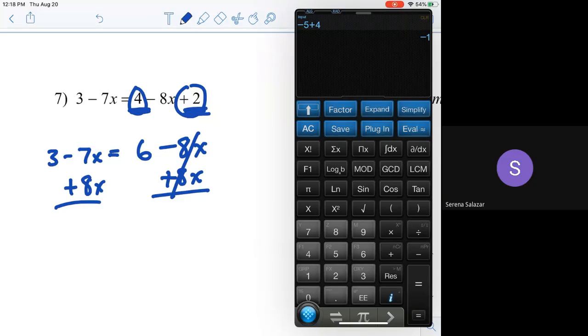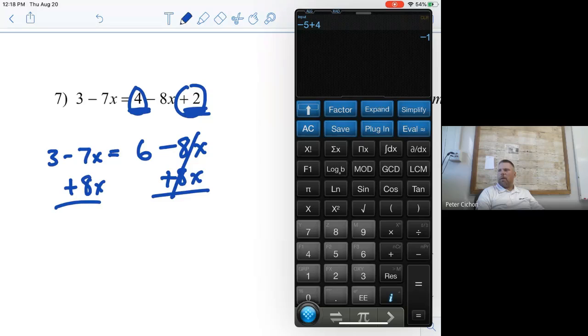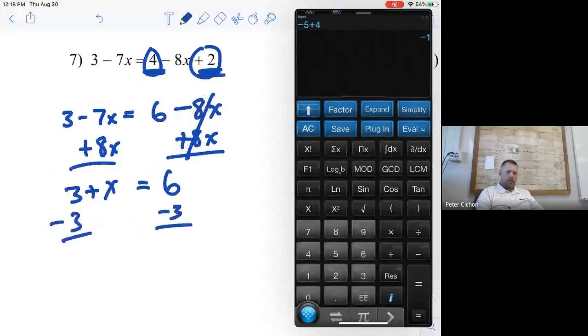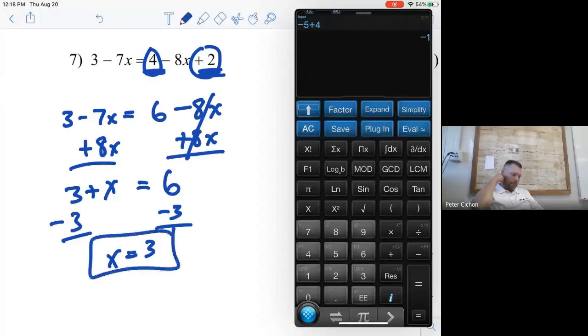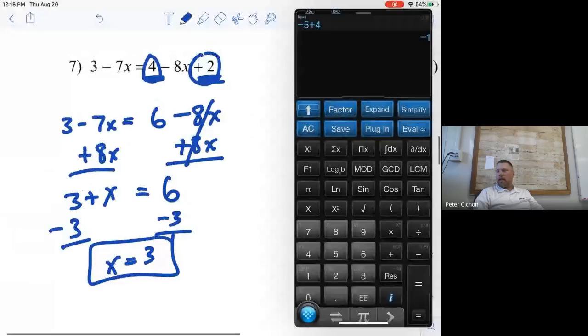Okay, thank you. All right, Suemi, you realize that you're going to submit this, right? When we're done? Negative 7x plus 8x, 3 plus x equals 6. X equals 3. Okay? Guys, some of the homework, you're going to have to be able to write stuff.